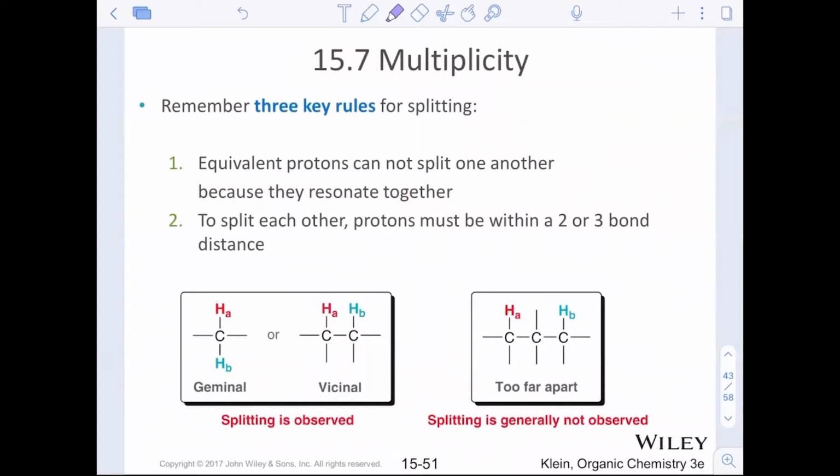They don't count. To split each other, protons must be within 2 or 3 bonds. Non-equivalent geminal positions, if these were diastereotopic protons, they could split each other, or vicinal, right next door to each other. Next door neighbors, not down the block, all right?